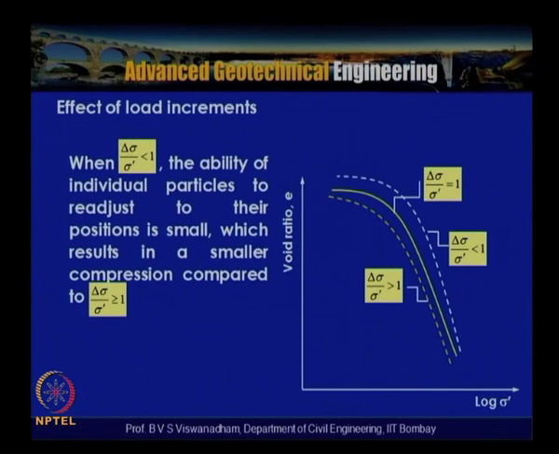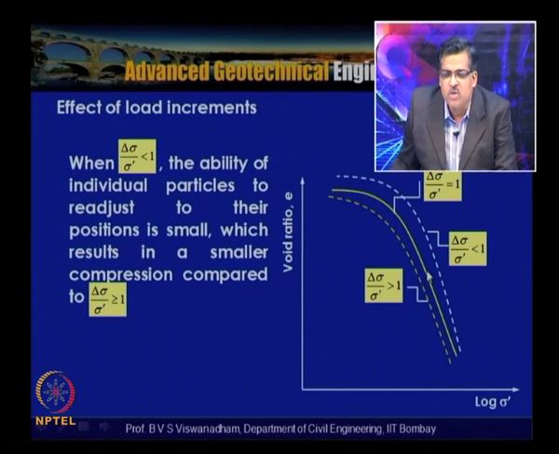Now, when delta sigma by sigma dash is less than 1, void ratio and log sigma dash are plotted here. This is the standard e log p curve for delta sigma by sigma dash equal to 1. If it is less than 1, it lies right above the conventional oedometer test result. If it is greater than 1, it is somewhere here. For a given load, when delta sigma by sigma dash is greater than 1, the void ratio decrease is high, but when it is less than 1, the percentage decrease in void ratio is low when compared with these two.